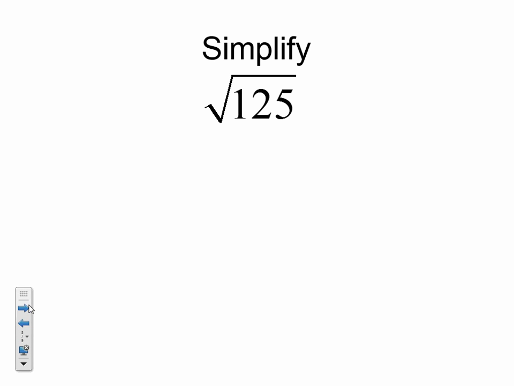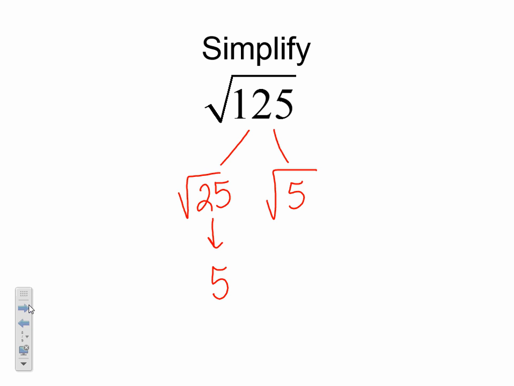And one more here. How about 125? Again, looking through my perfect square list, which one of the numbers from my perfect square list would divide out of 125 evenly? The answer, 25 again. 25 times 5 makes 125. The square root of 25 is 5. The square root of 5 doesn't have one, and it's irrational. Here we go. Final answer: 5 square roots of 5.